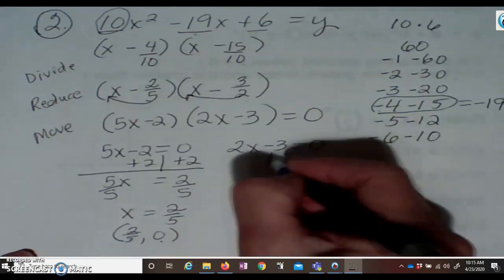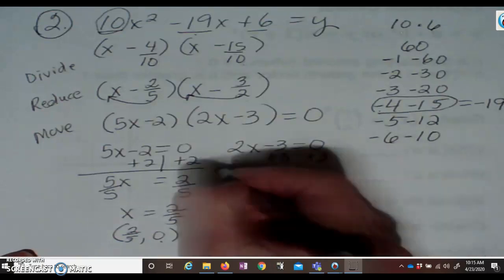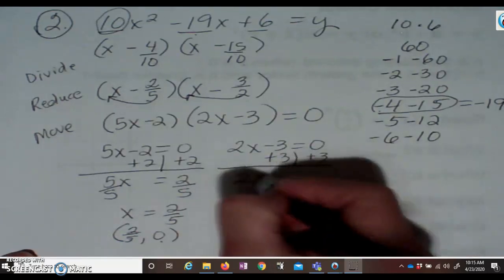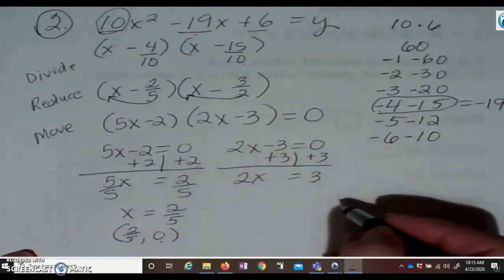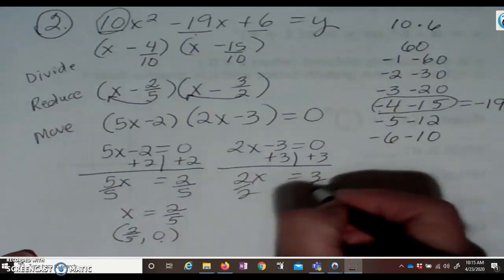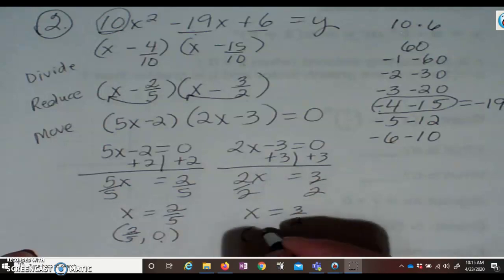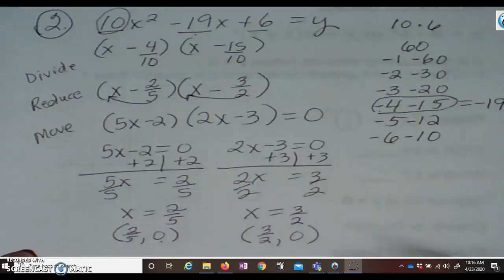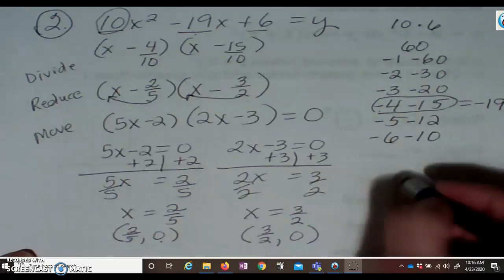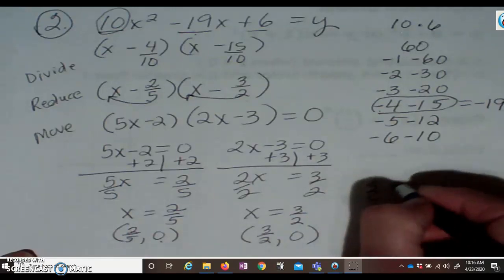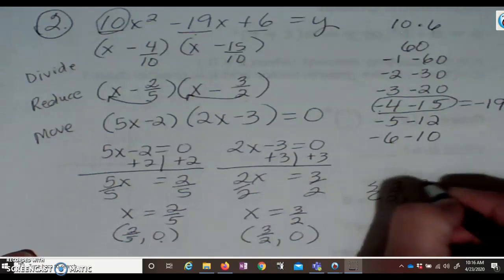Okay, over here, add 3. I get 2x equals 3. Divide by 2. And x equals 3/2. So this other side of the parabola crosses at 3/2, 0. So my two answers would be 2/5 and 3/2.